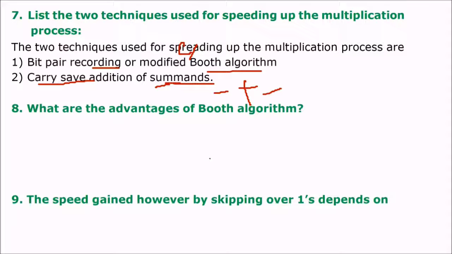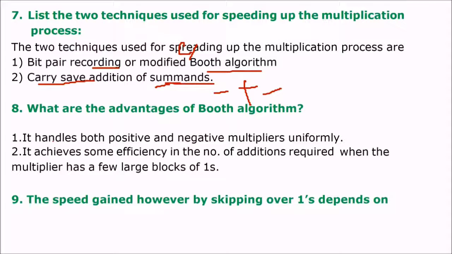What are the advantages of Booth algorithm? First, it handles both positive and negative multipliers uniformly. Next, it achieves some efficiency in the number of additions required when the multiplier has a few large blocks of ones. The speed gained, however, by skipping over ones, depends on the data.